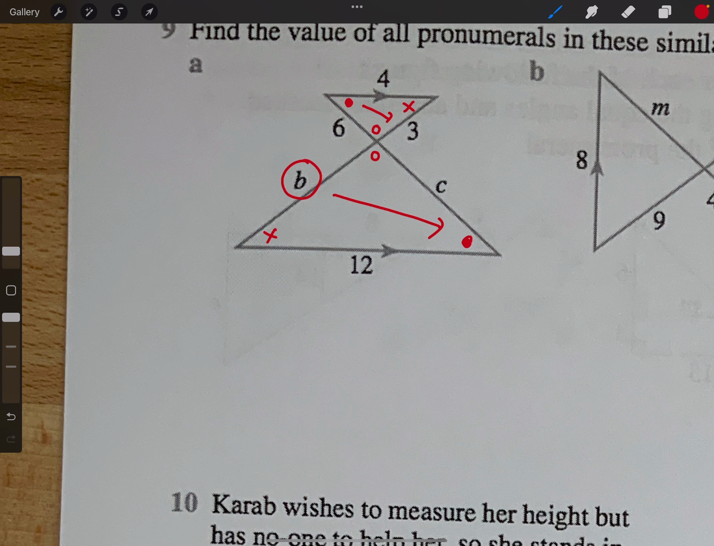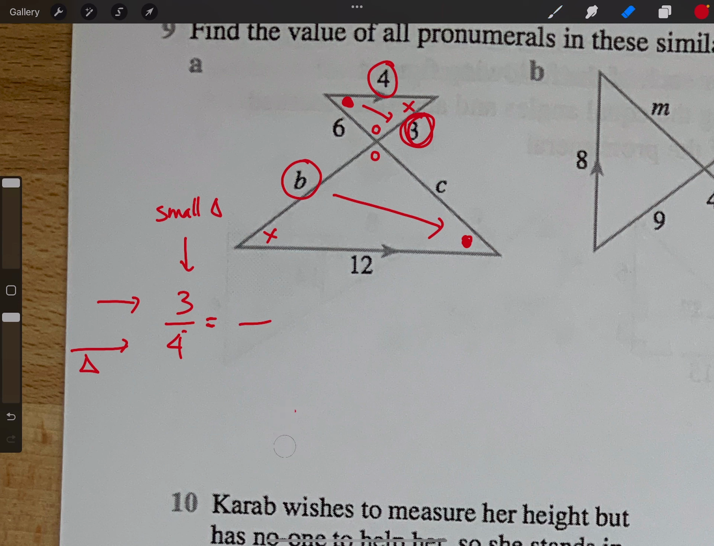Now we can use all sorts of ratios here. I could say 3 over 4, for example. So 3 over 4. All of these numbers are the small triangle, so all of these numbers must be from the big triangle. So 3 over 4, that's going to be equal to something over something else.